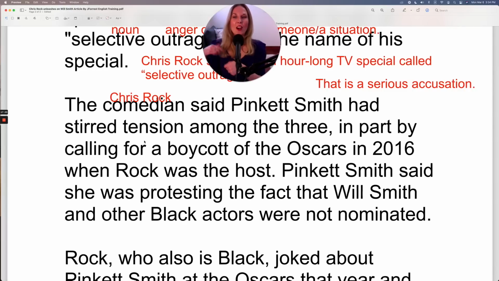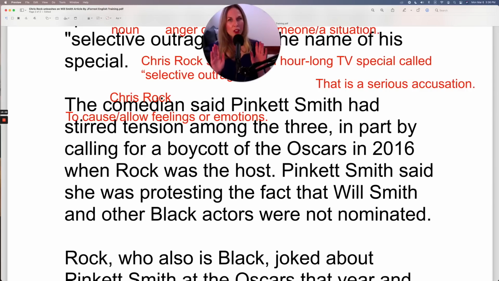So stir. Now, in this context, when you stir tension, it means you allow existing tension to become available. A simple definition is to cause or allow feelings or emotions. In this case, the emotion is tension, which is like tense. When you're really tense with someone, tension is available. So when you stir tension, it's like the tension is there, but then you might encourage that tension to be more available. You might say or do something that encourages the people to share their tension with each other.